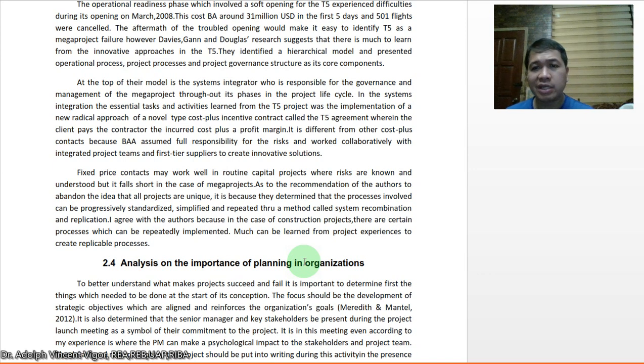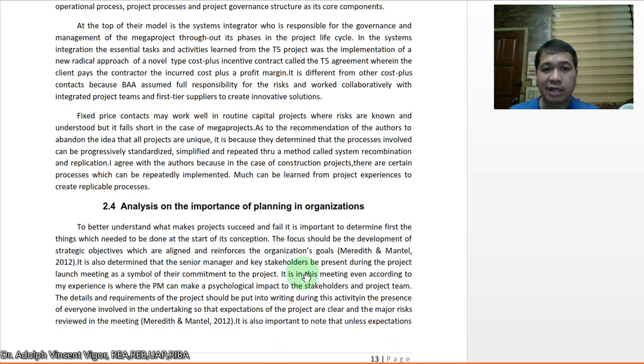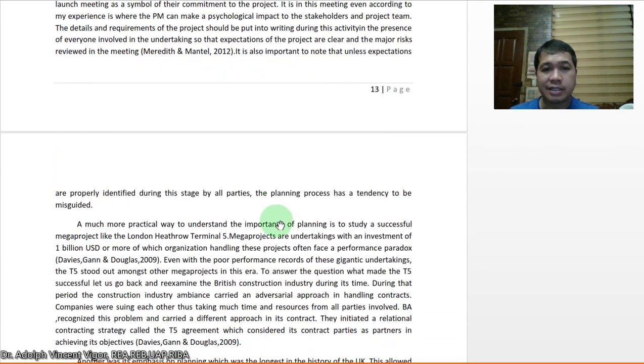So as to the recommendation of the authors to abandon the idea that all projects are unique, it is because they determined that the processes involved can be progressively standardized, simplified, and repeated through a method called system recombination and replication. So I agree with the authors because in the case of construction projects, there are certain processes which can be repeatedly implemented. Much can be learned from project experiences to create replicable processes.